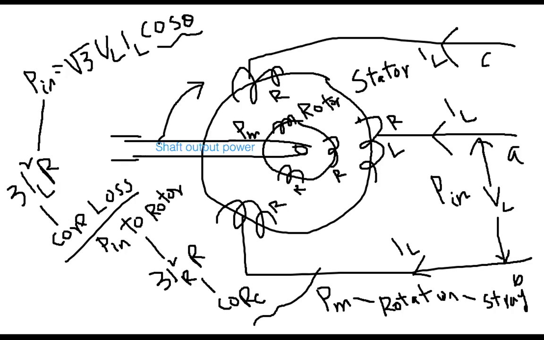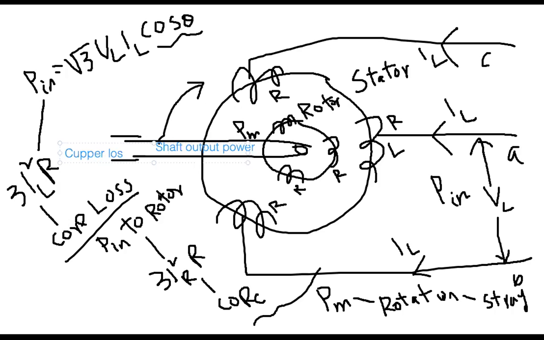Both stator and rotor have core loss, and both have copper loss. It is called the copper loss. Let me write. This is called the copper loss, this one, 3 I squared R. And this is the core loss. So after subtracting the core loss and copper loss of the stator, okay, this is the input power that is going to the rotor.